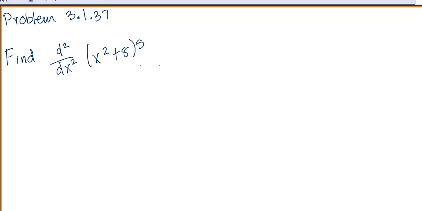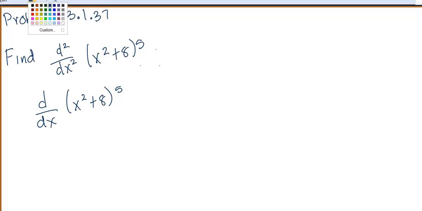In this problem, we want to find the second derivative of the quantity x squared plus 8 raised to the fifth power. So first, we just find the first derivative. Now this is going to be a simple chain rule or simple general power rule. I usually think about this as I have some quantity inside the box.